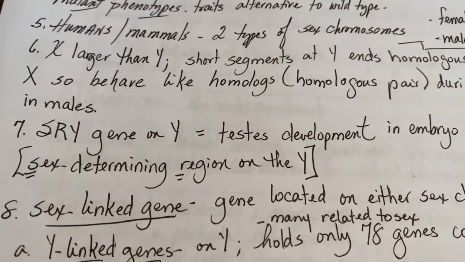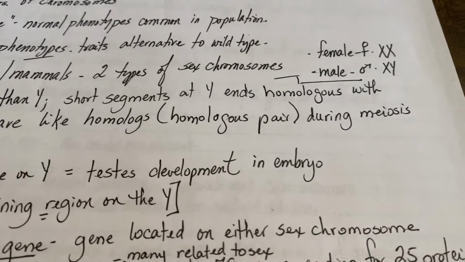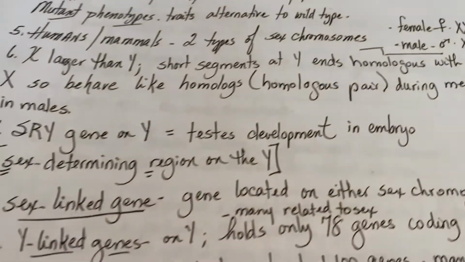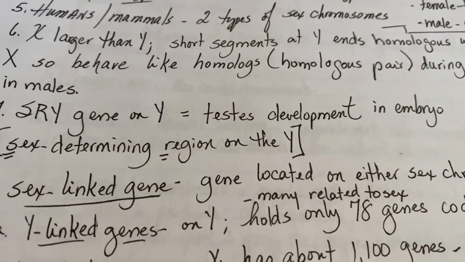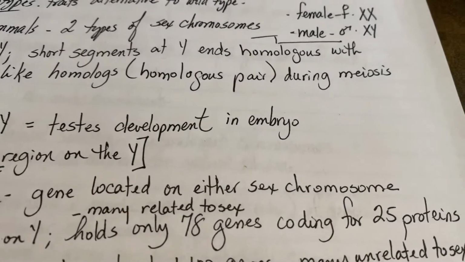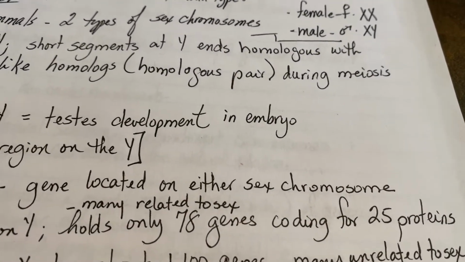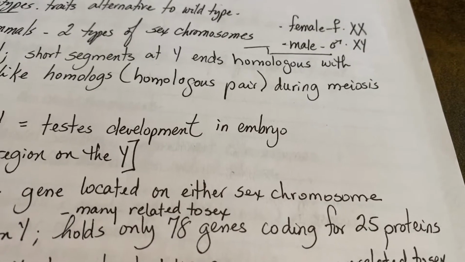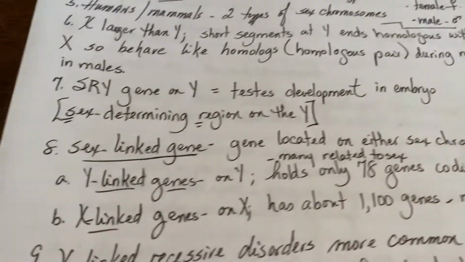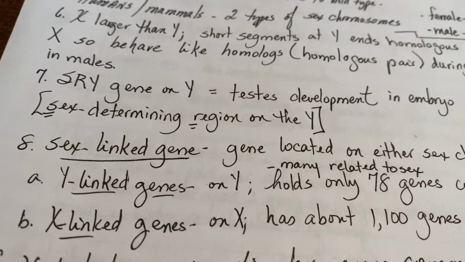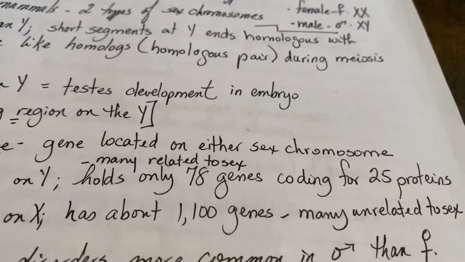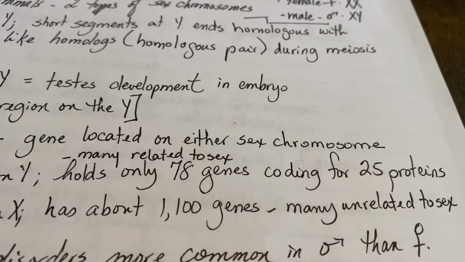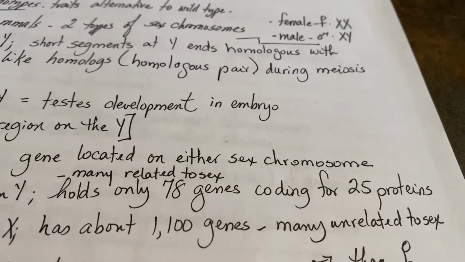Anytime we talk about a sex-linked gene, we're talking about a gene located on either sex chromosome. Y-linked genes are found on the Y. Many of the genes on the Y are actually related to sex because the Y only holds 78 genes that code for about 25 proteins. Now, X-linked genes are found on the X. The X is so much bigger that there are actually 1,100 genes plus or minus a few, and many of those are unrelated to sex.